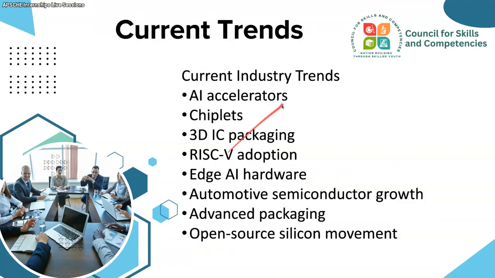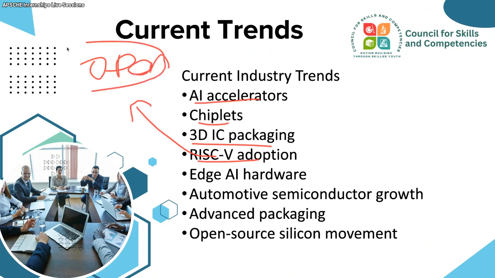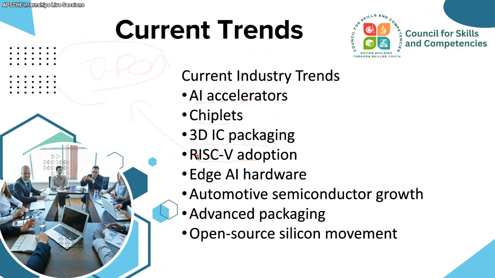Now the current industry trends: AI accelerators, chiplets, 3D IC packaging, RISC-V adoption. Why? Because RISC-V is open source. You don't have to pay a license. You can have their specification and go and make a chip. And then edge AI hardware, automotive semiconductor growth, advanced packaging, and the open source silicon movement.